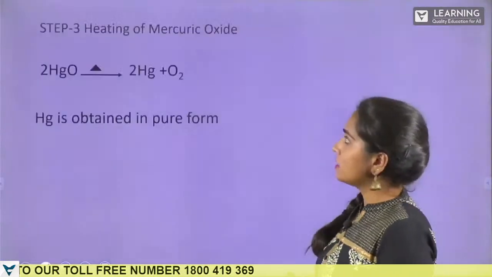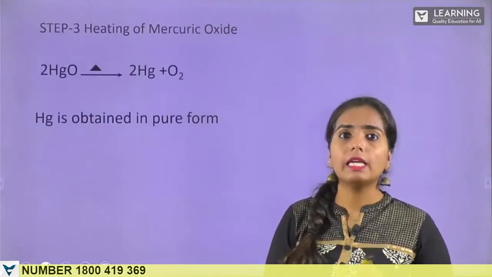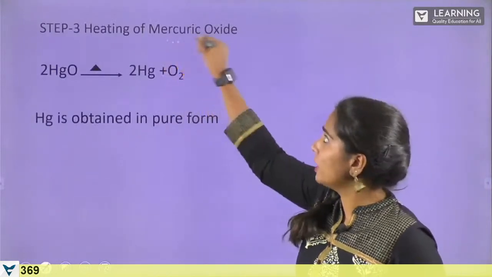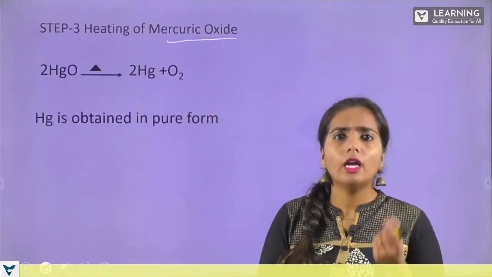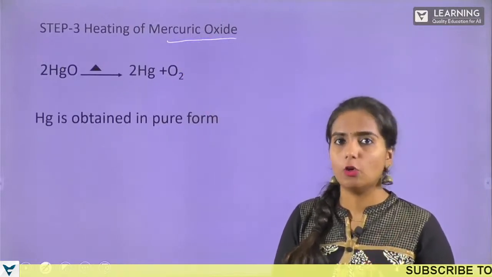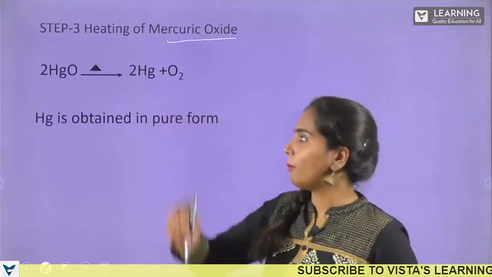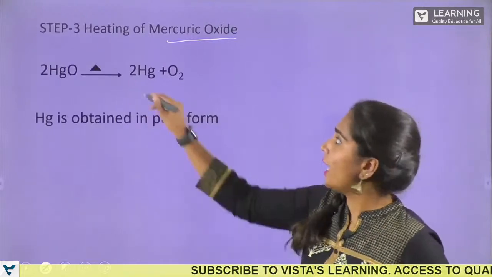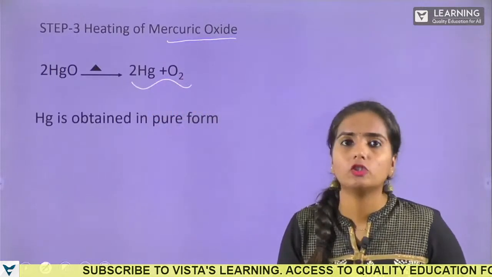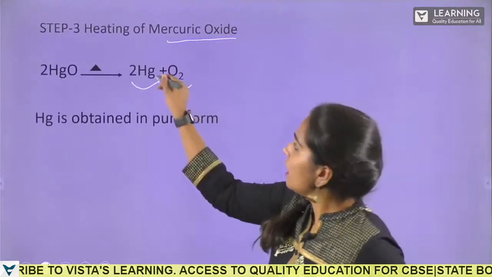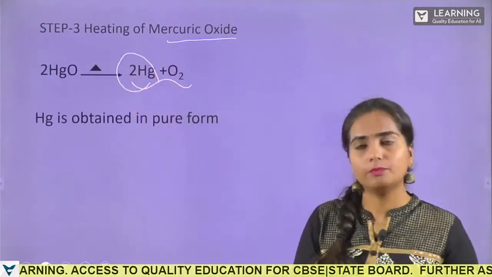Yes, moving on. The last step is heating of mercuric oxide. Whatever we got, that mercuric oxide, that is HgO, that is the name of our compound. We are heating it and we are getting 2Hg plus O2. So we have obtained our Hg in the purest form.